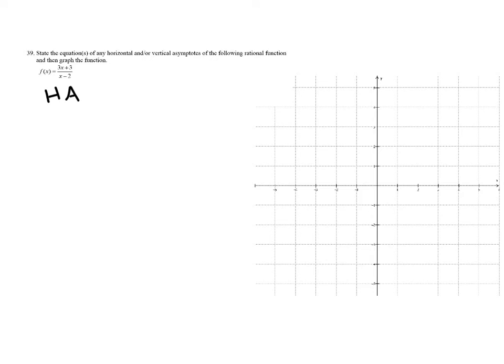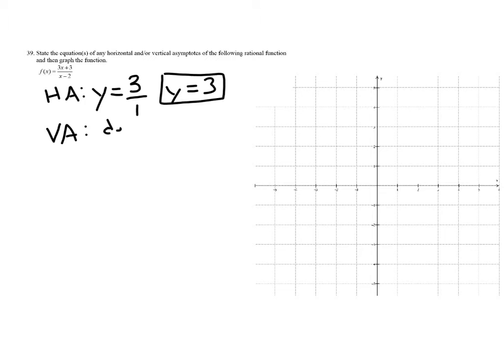the horizontal asymptote has the equation y equals the ratio of the leading coefficients. The leading coefficient is 3 in the numerator, 1 in the denominator. So y equals 3 is the equation of the horizontal asymptote. To find the equation of any vertical asymptotes, you should first reduce the rational expression and then set the denominator equal to 0. In this case, we would have x minus 2 equals 0, so x equals 2. This is the equation of the vertical asymptote.